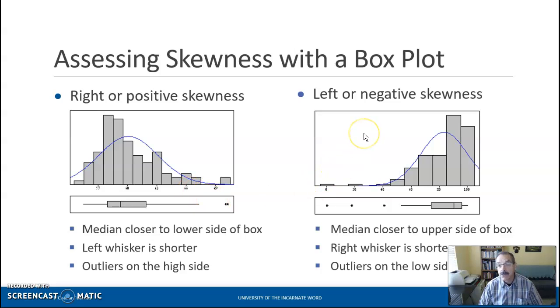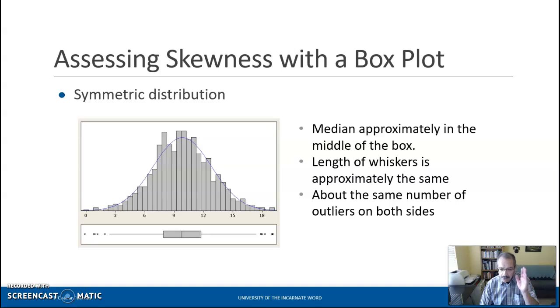Now, if you have a left or negative skewed distribution, now the bulk of the data is on the upper part of the scale. And therefore, the median now is going to be closer to the third quartile. And not only that, the upper whisker will be shorter than the lower whisker, and the outliers will appear on the left side. So all of this together is telling you that you have a left or negative skewed distribution. All right, so again, look at these three figures and make sure that you keep in mind the tell signs of the shape of the distribution.